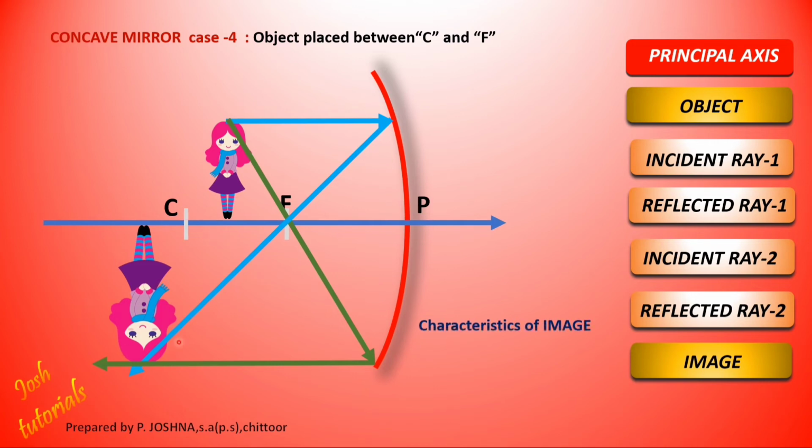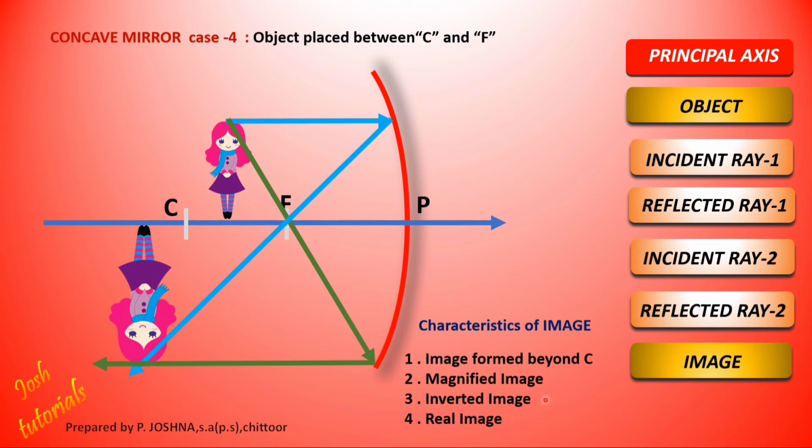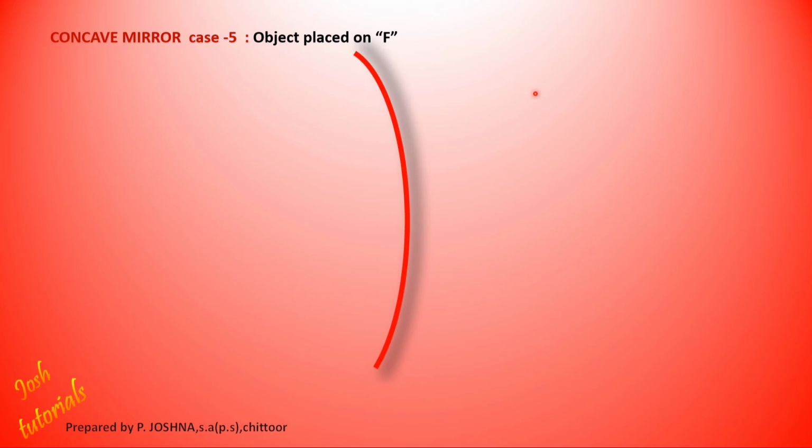Now look at the image, how it will be. Oh, it's enlarged. Look at the characteristics. The image is formed beyond C, and it is a magnified, inverted and real image. Have you seen it? Okay, now we are going into the next case.